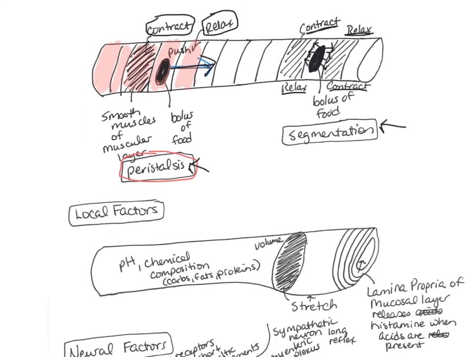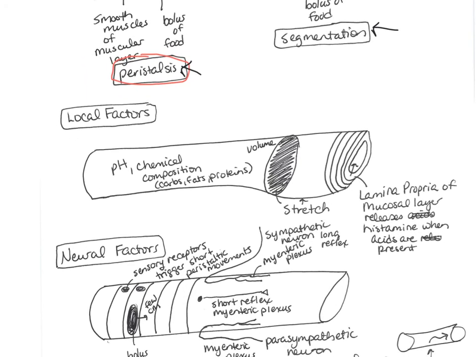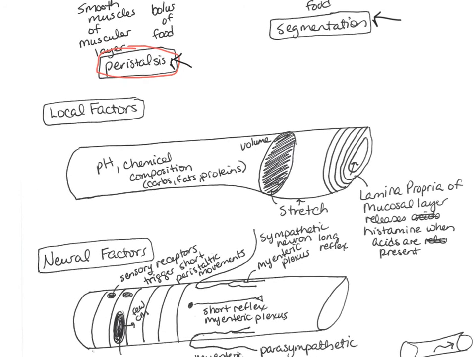The digestive functions are regulated by three things: local factors, neural factors, and hormonal mechanisms. We're going to start by looking at local factors. Local factors are triggers that will cause the epithelium and the layers of the digestive tract to respond without nerves or hormones being involved. So some of the triggers are pH. If the pH goes up or goes down, the digestive tract will respond locally. And then chemical composition of whatever is inside the GI tract. Are there carbs in there, fats in there, proteins in there?